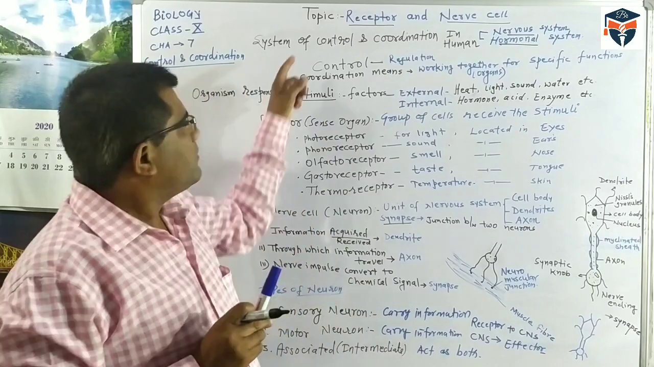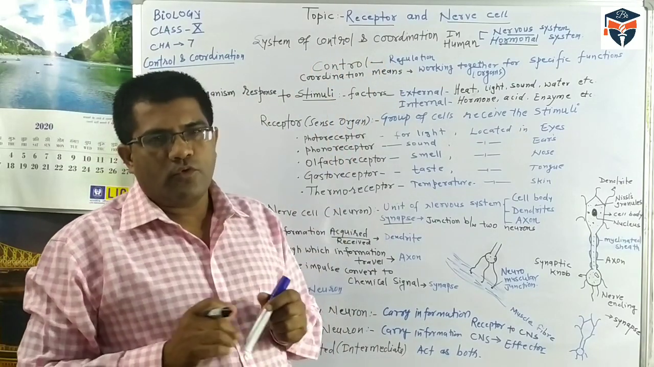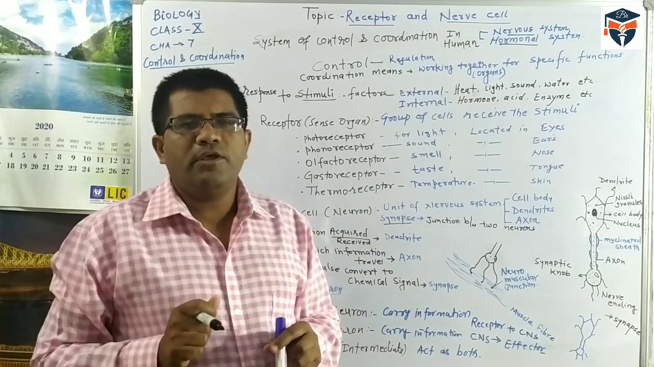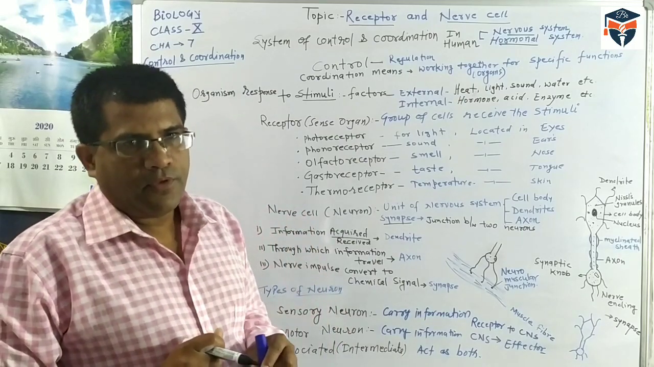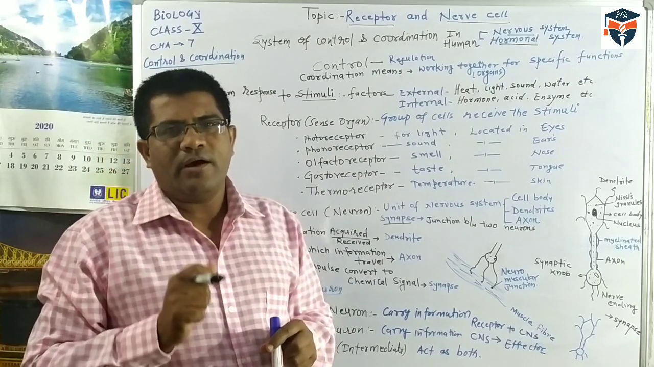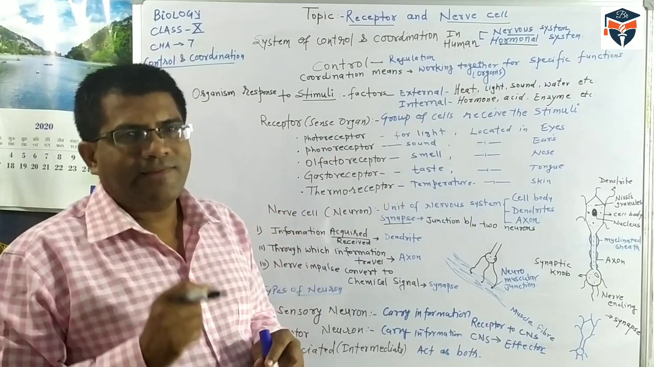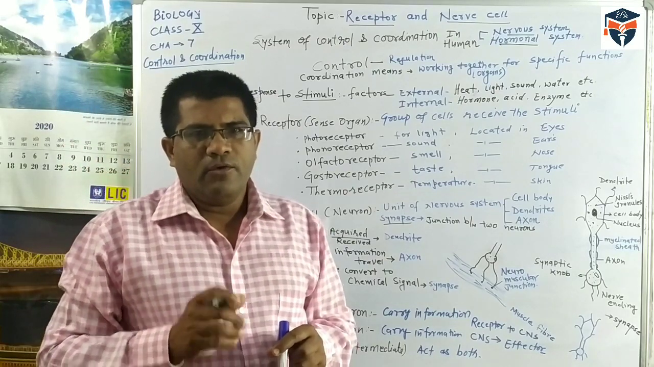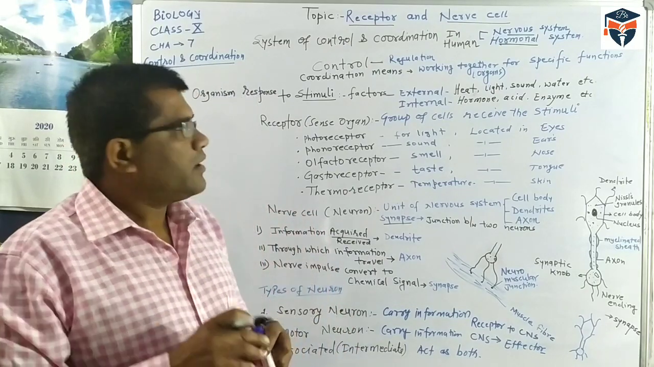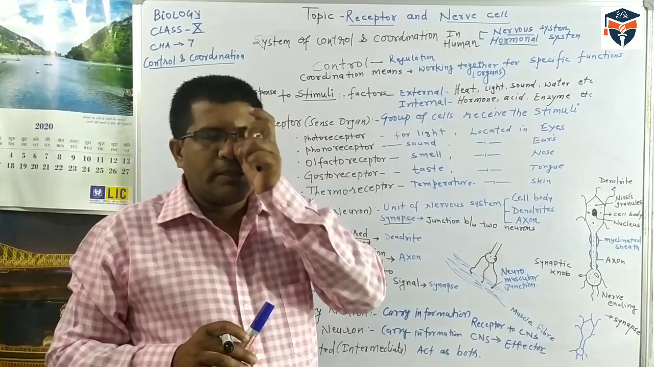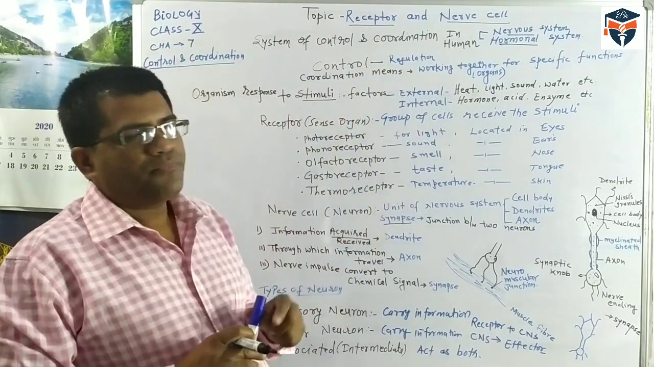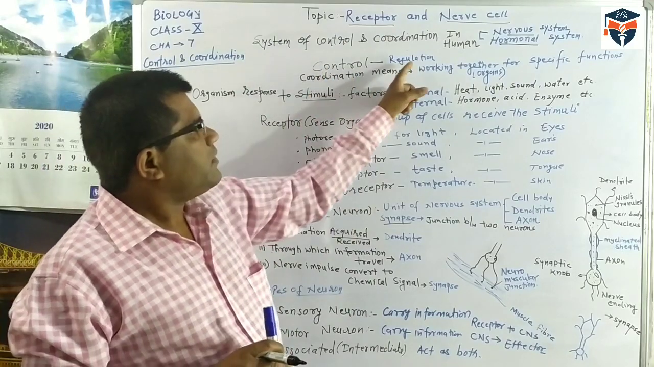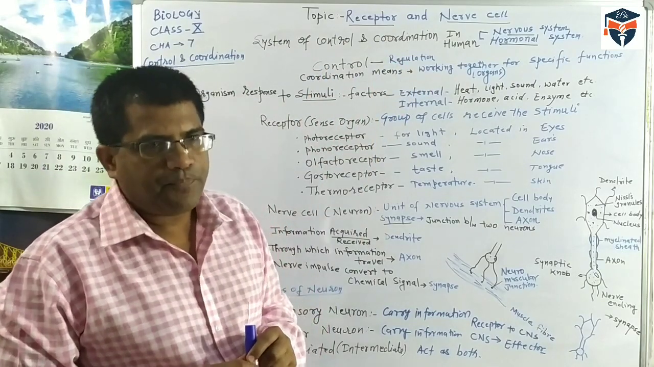First, we must remember what is control. What do you mean by control? Control means regulation of the activity. If we feel hungry or thirsty, there is a system in our body which controls the hungriness as well as the thirstiness. So this system is called the control system of our body, and control means regulation of the activity.